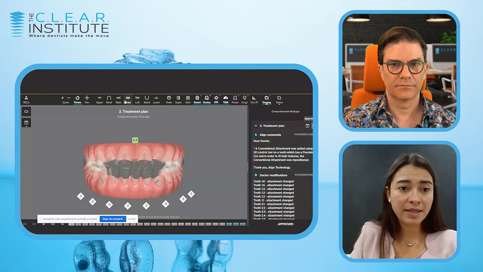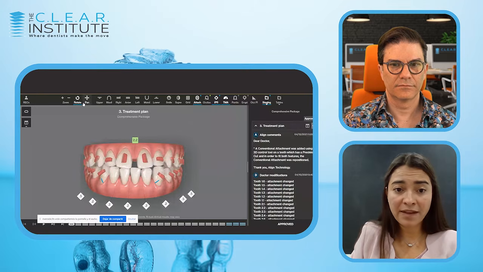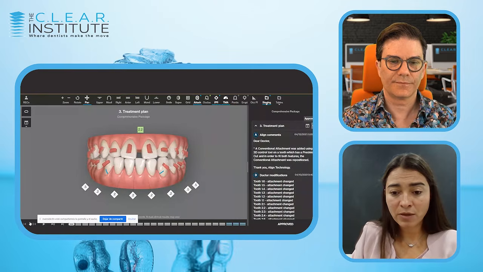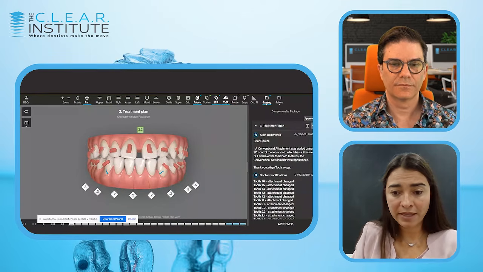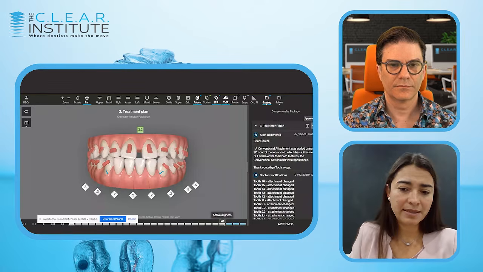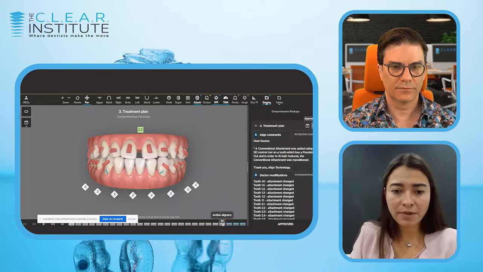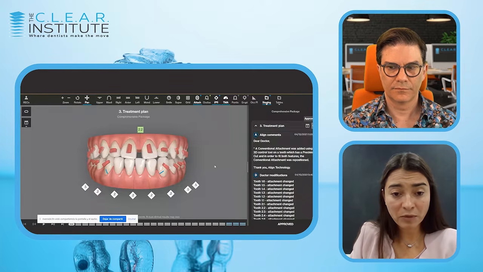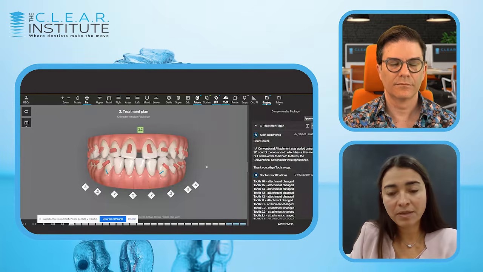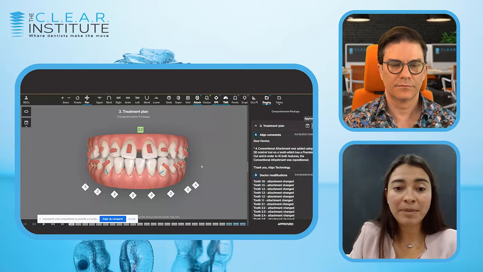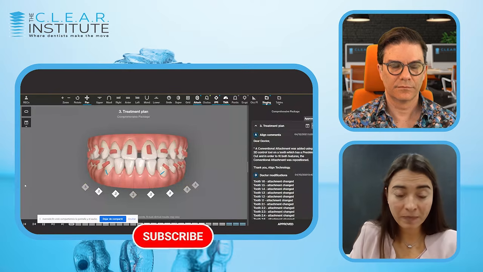And these are the changes we created at C.L.E.A.R after the evaluation. This optimized ClinCheck plan only has 22 stages, so it's more than 10 stages less. The reason for that is, number one, all the unnecessary movements have been removed, and number two, we have created a more predictable plan. What is happening now after the ClinCheck was optimized?